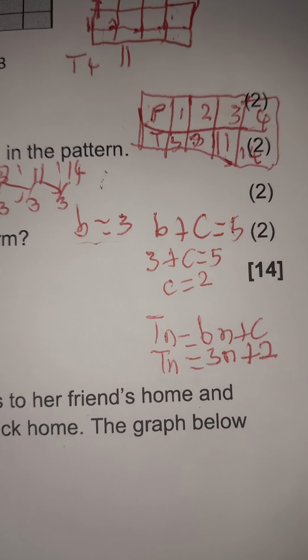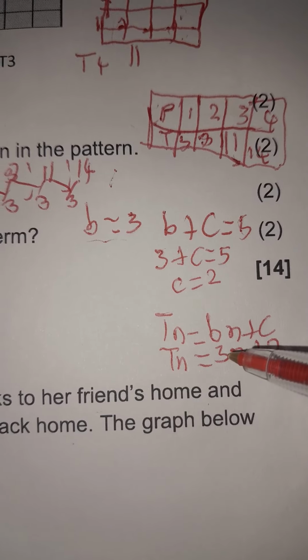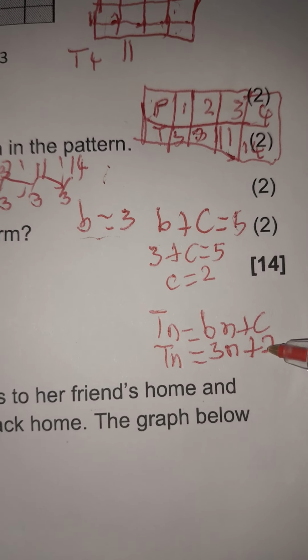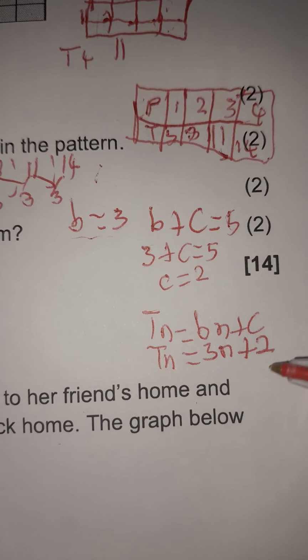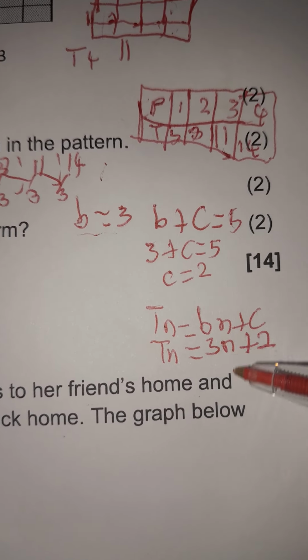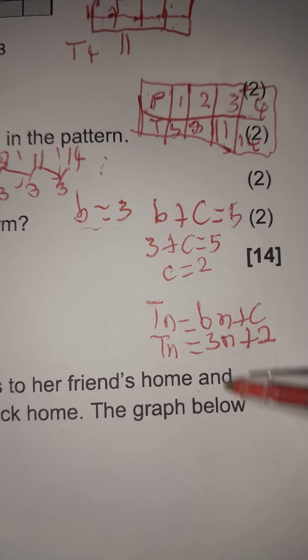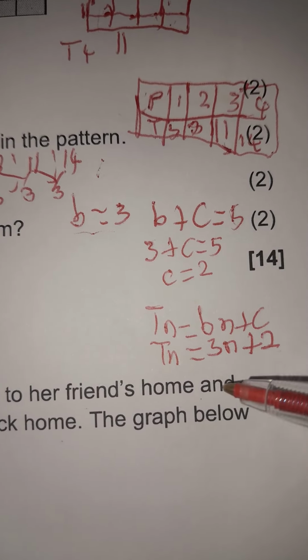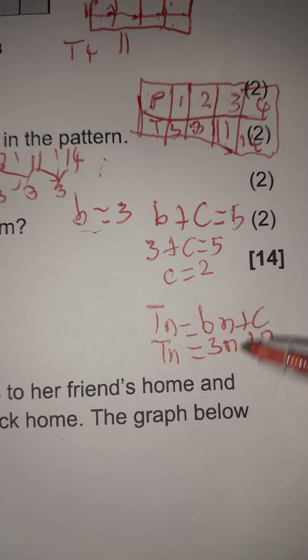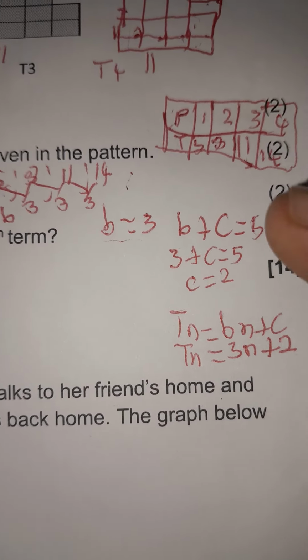You can check, guys. It's very important to check. If I place 1 here, 3 times 1 is 3, plus 2, it's 5. 3 times 2 is 6, plus 2, it's 8. 3 times 3 is 9, 9 plus 2 is 11. 3 times 4 is 12, plus 2 is 14. So my general formula is correct.